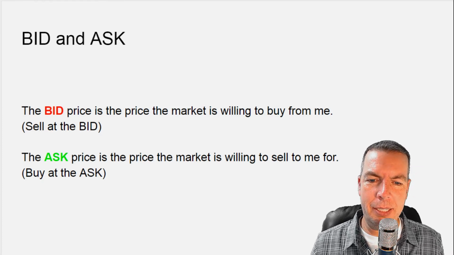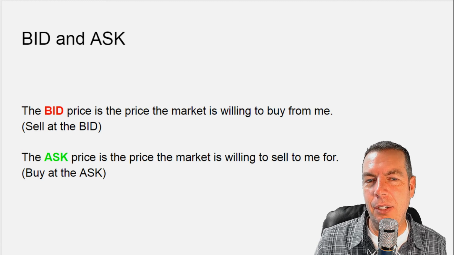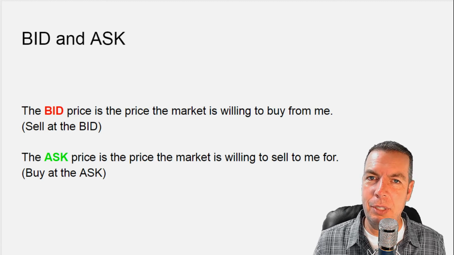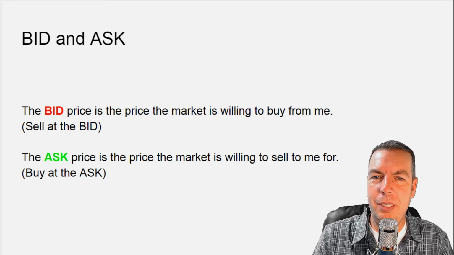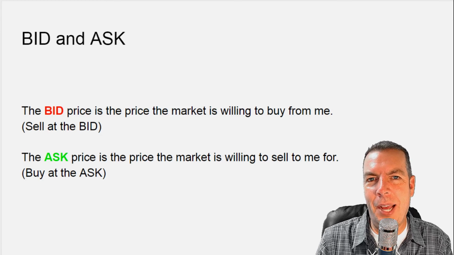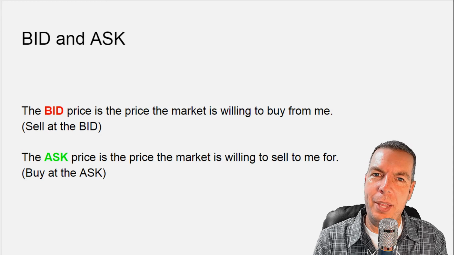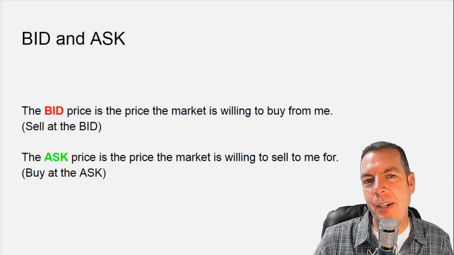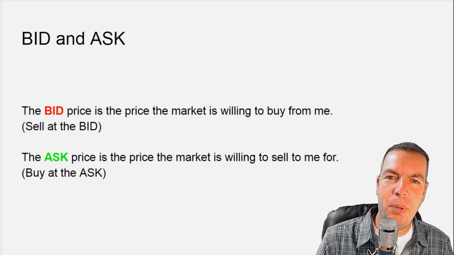Now, the ask price is the price that the market is willing to sell to me for. So again, if I'm the seller in this case, there's a certain amount that I would like to get out of this stock or this option, and that would be the ask price. So I'm going to put this stock or this option out there on the market, and I'm going to ask a certain amount for that stock or that option, and that would be the ask price. So as a buyer, if I was to buy in the market, I'm going to buy at that ask price.